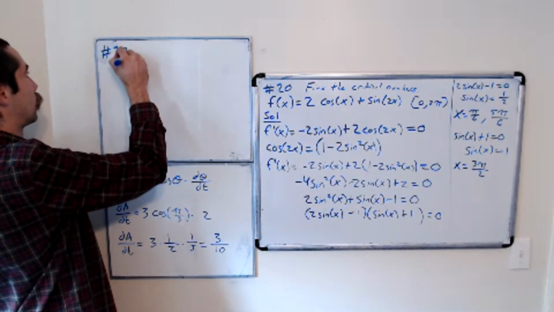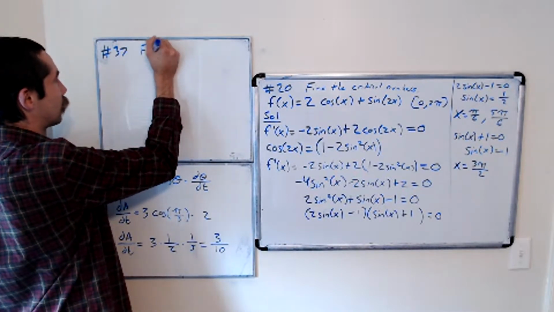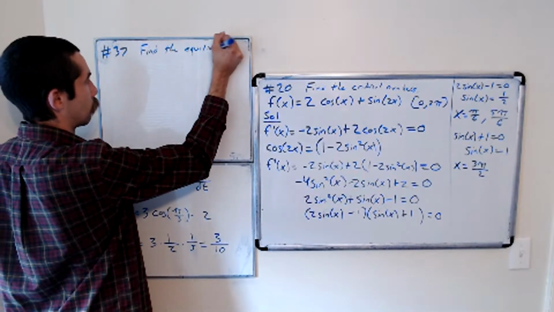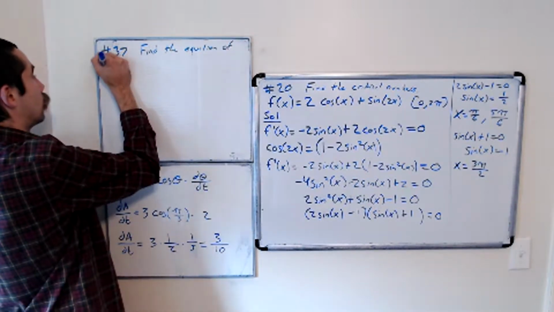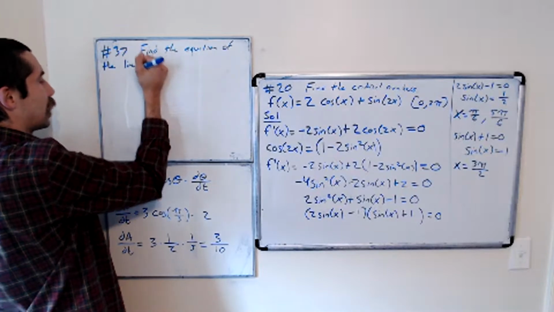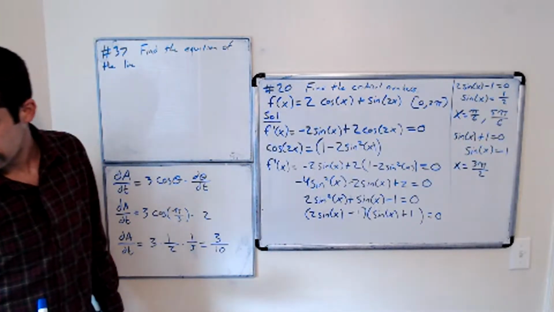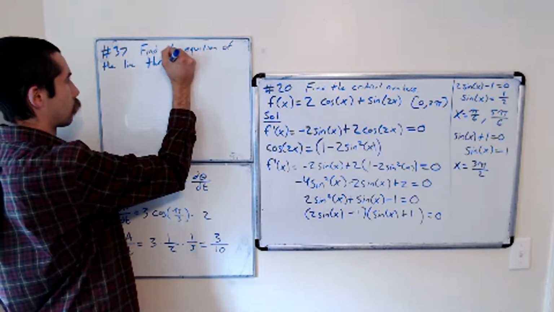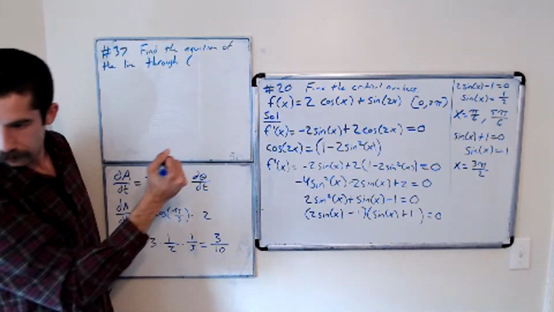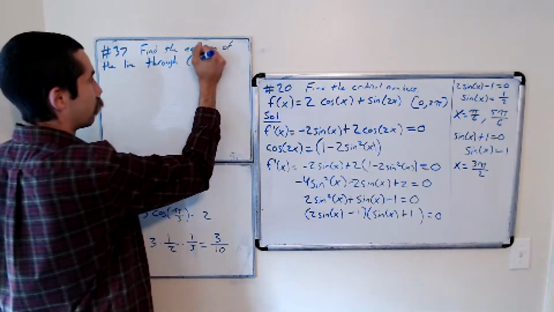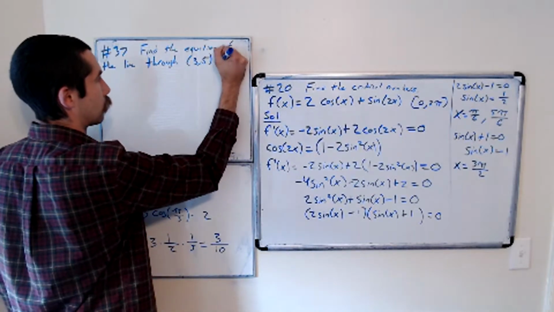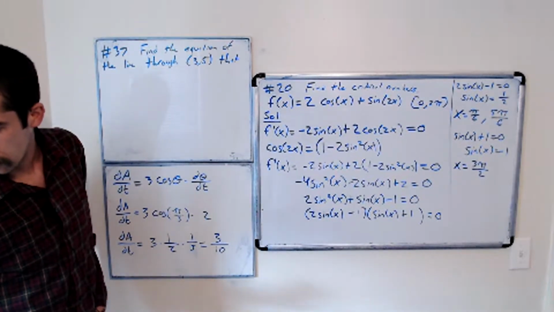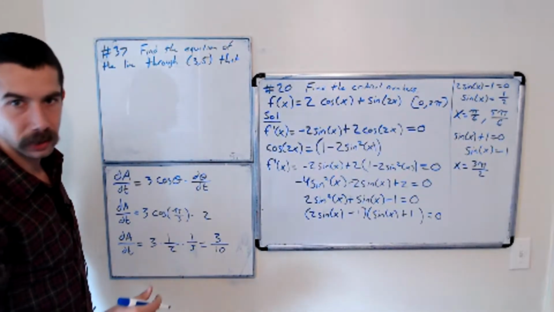This is number 37, optimization. Find the equation of the line through the point (3,5) that cuts off the least area from the first quadrant.